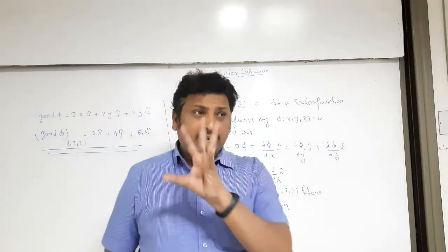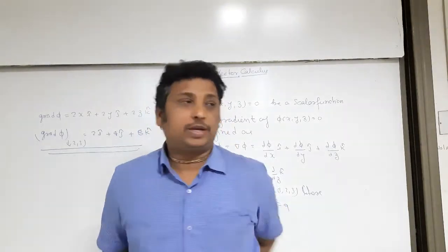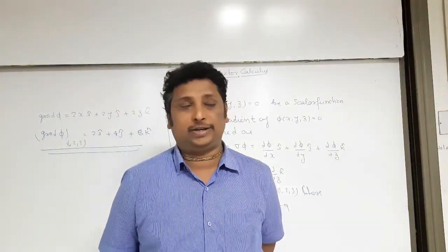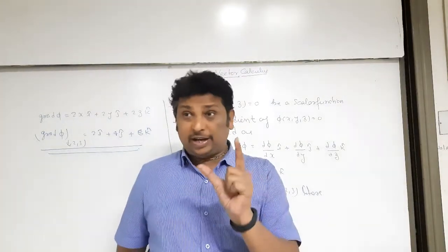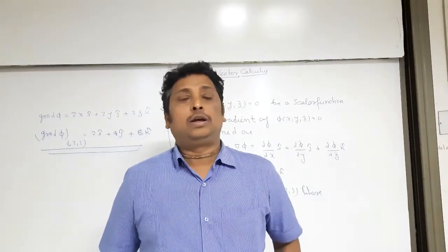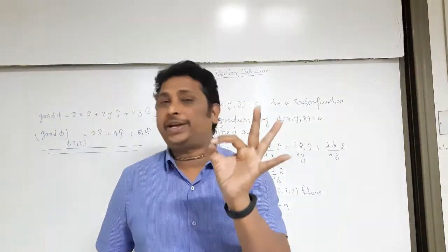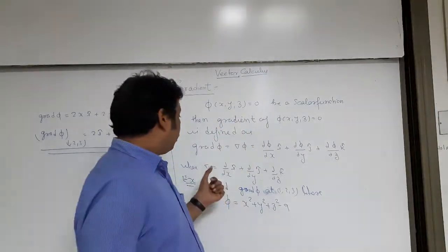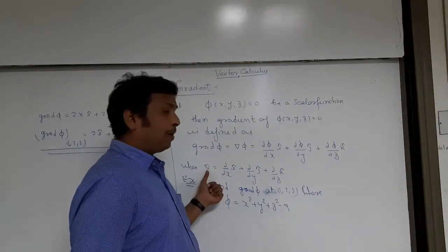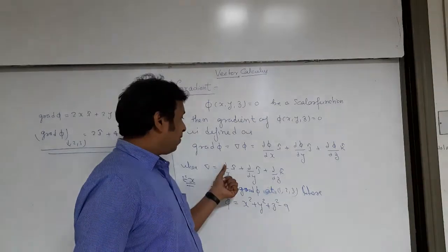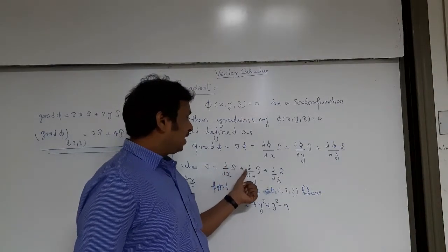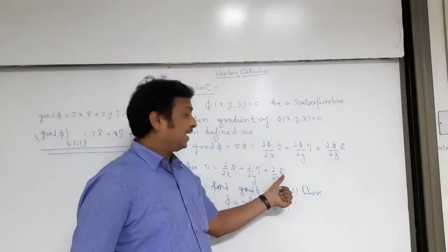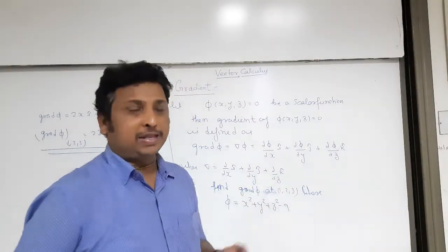If the function given has no i cap, j cap, k cap, it is scalar. So if the function given is scalar, how do we calculate the gradient? Gradient is so easy to calculate. First of all, you should know about the del operator. What is the del operator? Del upon del x i cap, del upon del y j cap, and del upon del z k cap. Del means partial differentiation.